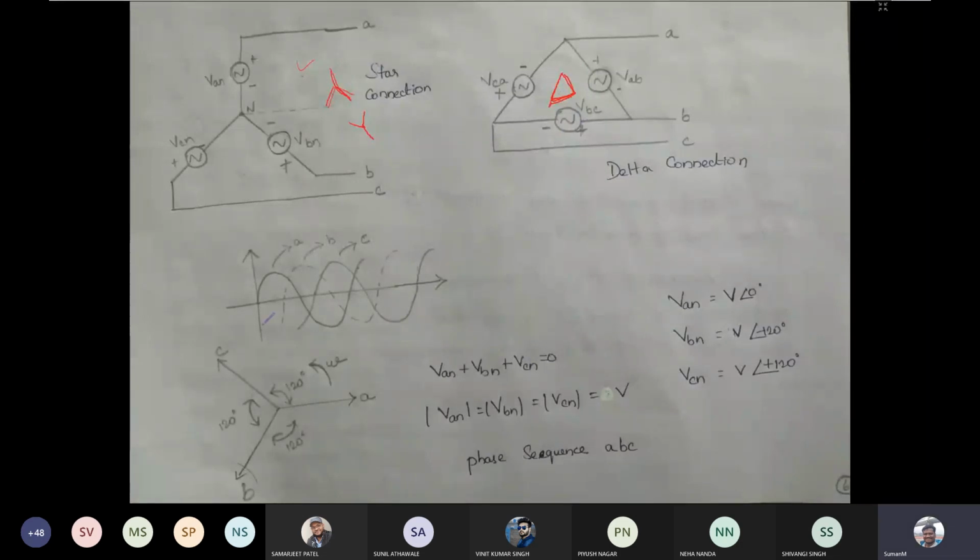What is the meaning of this angle of 120 degrees? This is V angle 0 degrees, this is V angle minus 120 degrees, and this is V angle plus 120 degrees. What is the meaning of this? This is the actual sinusoidal waveform, the first sinusoidal waveform, the VA phase waveform. These are R, Y, B. Often we use them in a different way: R phase is A, Y phase is small b, and capital B is C phase. R means red, Y means yellow, and B means blue.